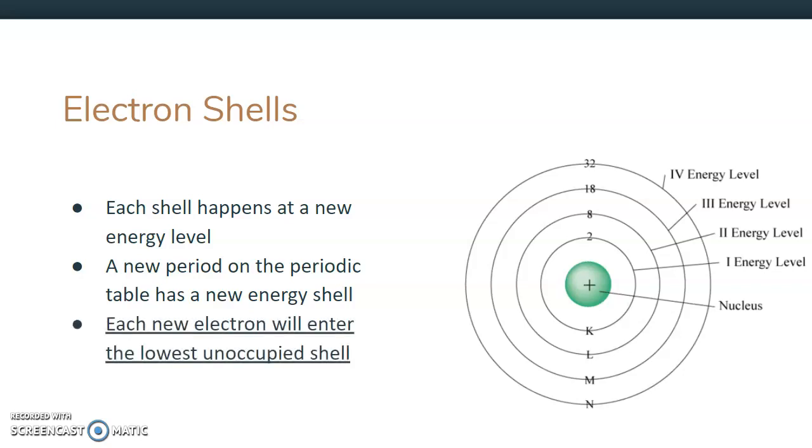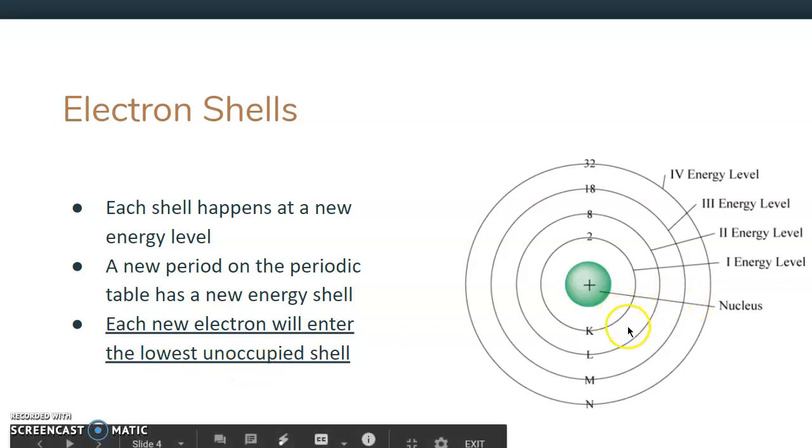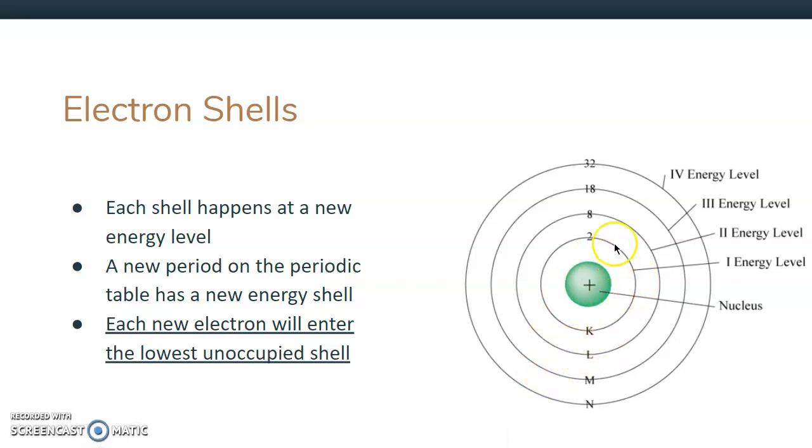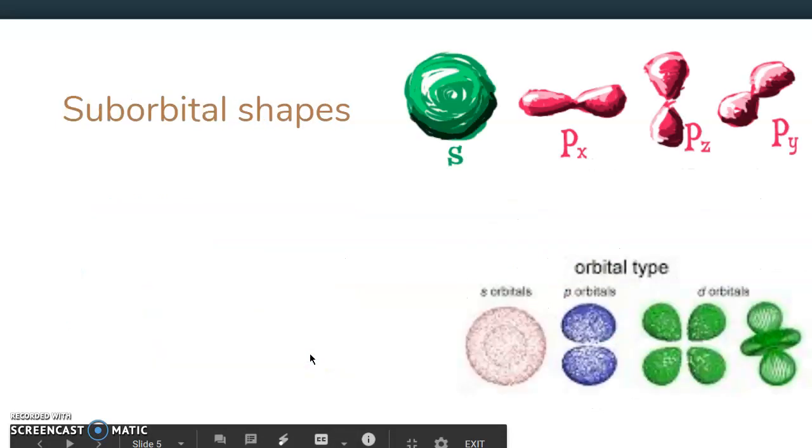And also, each new electron will enter the lowest unoccupied shell. That's important to understand and remember. If we have an electron coming in, and maybe let's say we have the K shell fully filled, and we have 2 of our 8 electrons in our L shell, our electron will come in and fill our L shell before it'll fill our M. So our electrons want to be as close to our nucleus as they can be. They won't start filling the outside before the inside. It always is the lowest unoccupied shell.